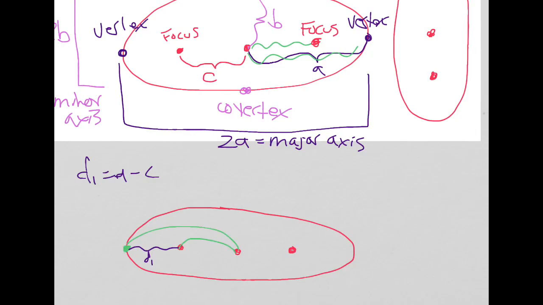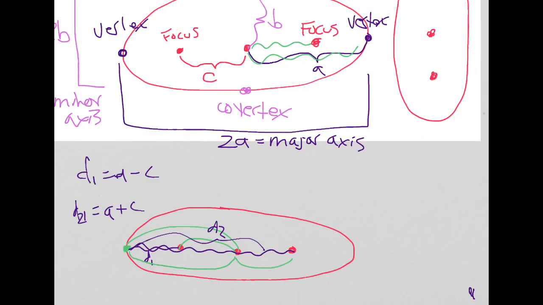And now let's look at D2, which goes from that point, which happens to be the vertex, all the way to the other focus. Sorry, let's say instead the distance from the vertex to the center right there. We know that is a, so we know that D2 is going to be a plus the distance from there to that focus, which is c.